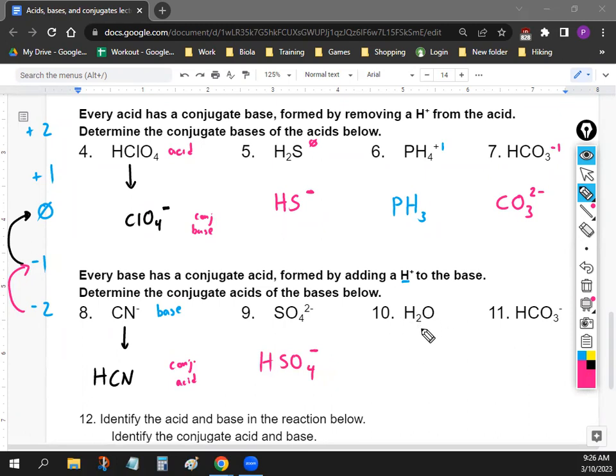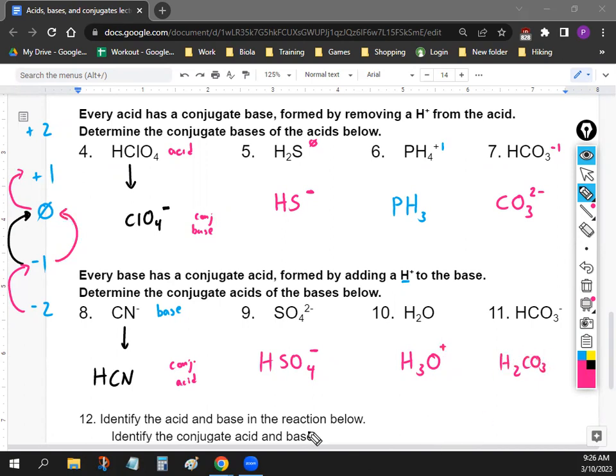You got H2O. If you add a hydrogen, it becomes H3O. And since it was neutral, it was at 0. If I go up from 0, that's +1. So H3O plus. Okay, last one right here. We got HCO3 minus. If you add a hydrogen, it's H2CO3. And since it was -1, we go up the scale to 0. So this guy's neutral, and you can leave it alone like that.